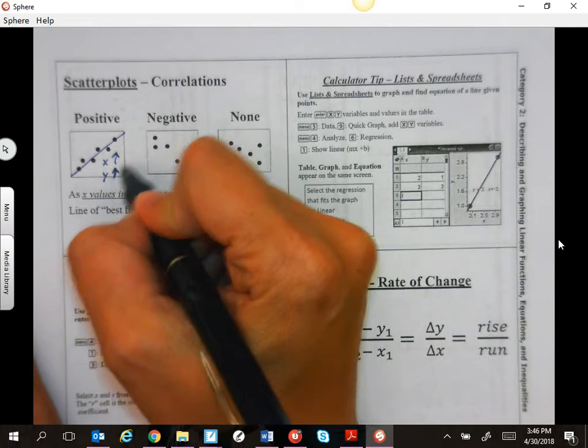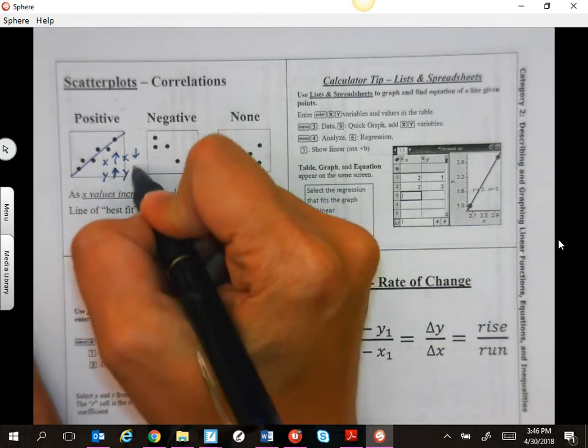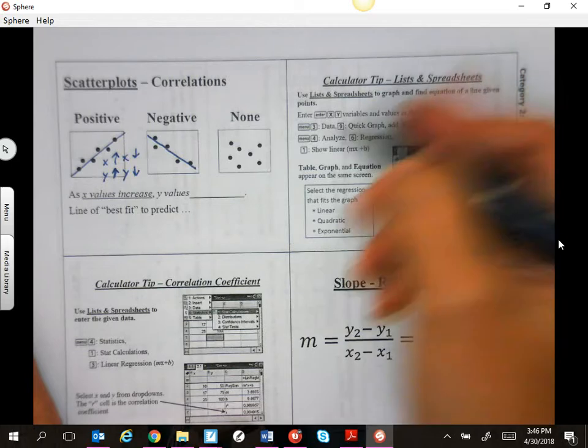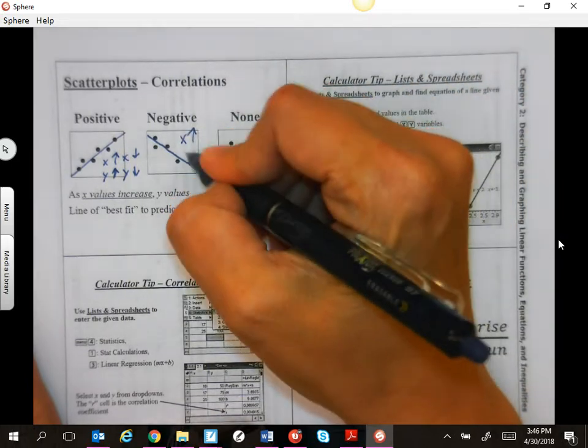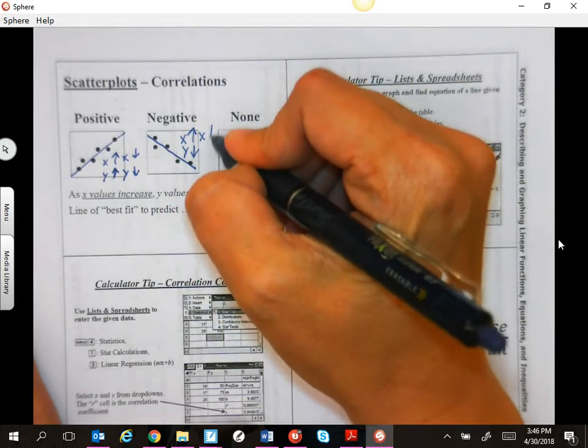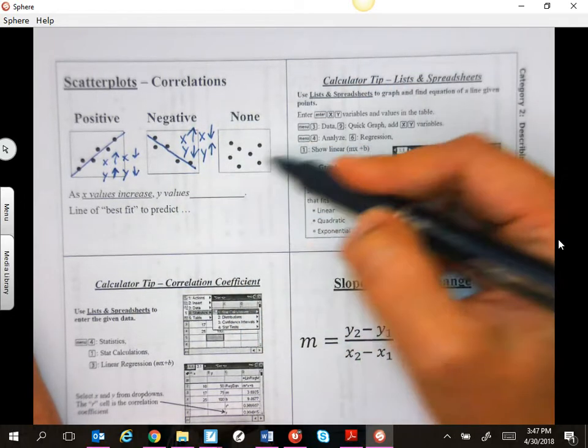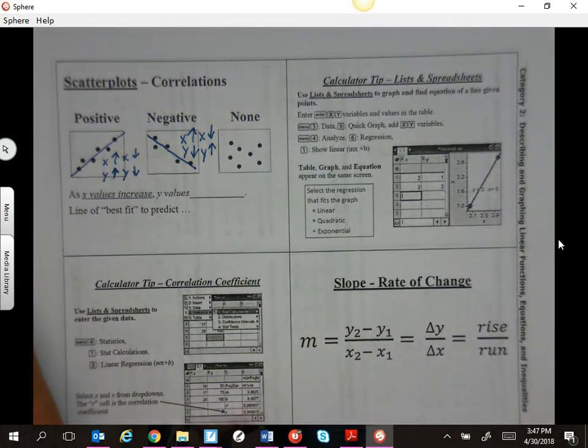You can also say as X goes down, so does Y, because a negative divided by a negative is still a positive. Here is a negative, so as X goes up, the Y goes down, or vice versa. X goes down and Y goes up, because they're opposite. There is no correlation here. Okay? Remember, we can use our line of best fit to make predictions.